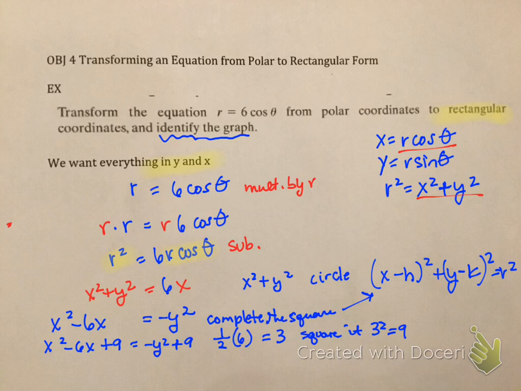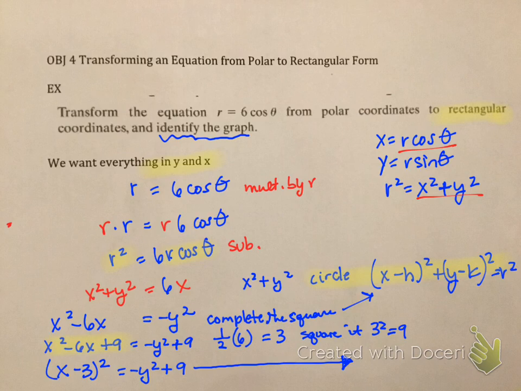Now, the left side becomes a perfect square trinomial. And that's what completing the square does. So therefore, that factors into x minus 3 quantity squared, because it's x minus 3 times x minus 3. That's what's beautiful about completing the square. It allows us to do that. And on the other side, I have negative y squared plus 9. So in order to finish this up, so I have it in the proper form of a circle, because remember, proper form is x minus h quantity squared plus y minus k quantity squared equals r squared.